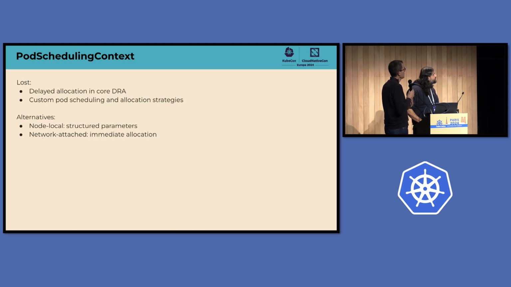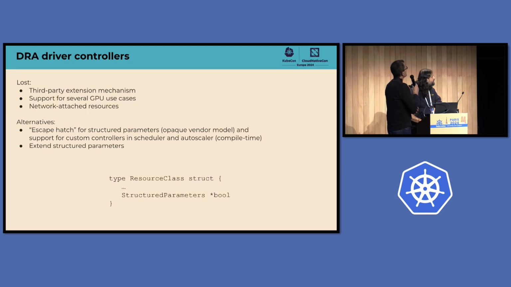For node local, the structured parameters clearly are the alternative that we are focusing on. So that's the intention. Network attached is a bit more tricky. We haven't thought that much about it in the context of structured parameters, but at least with core DRA, immediate allocation would still work. So if you have something that is always available to all pods, or all nodes, then immediate allocation doesn't need the pod scheduling context object, and it would still work with a central controller. So next slide.